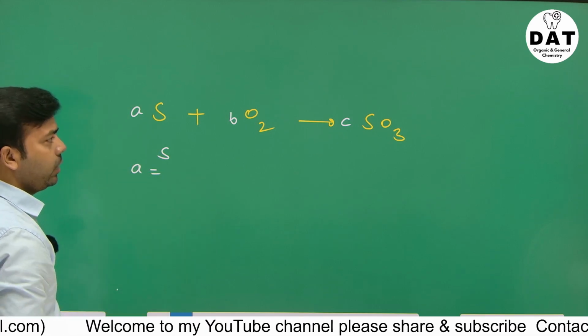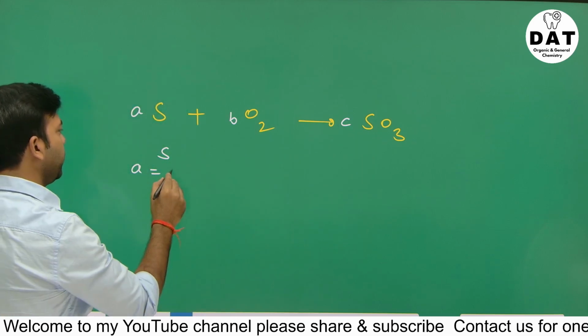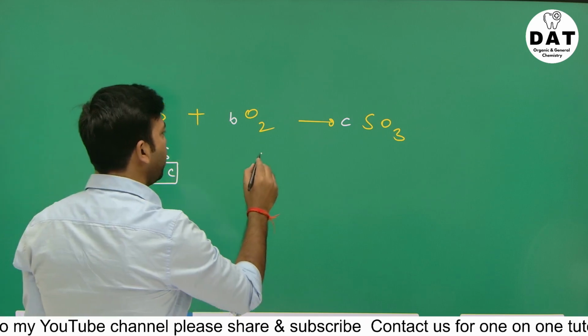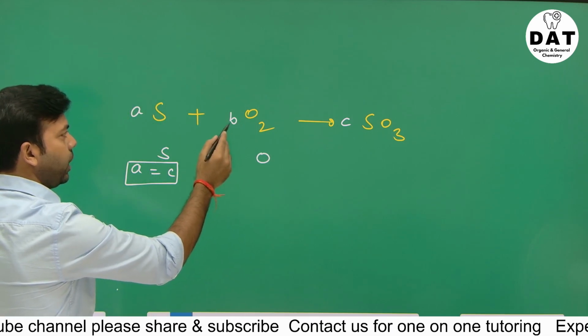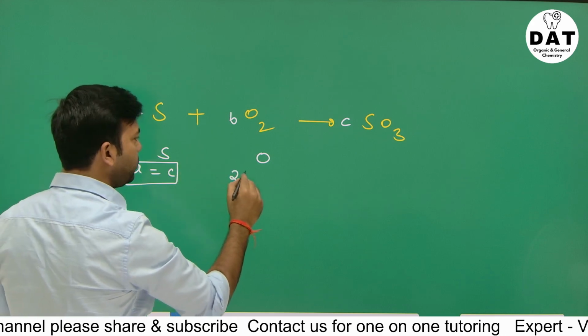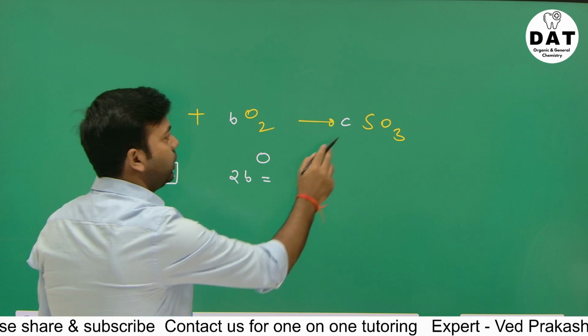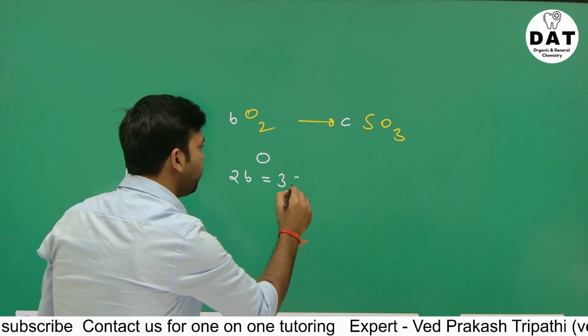Now how many sulfur in the product side? Just one sulfur, and its stoichiometry is C. So we can say A is equal to C. Now similarly oxygen. Oxygen is 2 times and stoichiometry is B in the reactant, so 2B is equal to how many oxygen in the product? 3 oxygen with C stoichiometry, so we can say 3C.